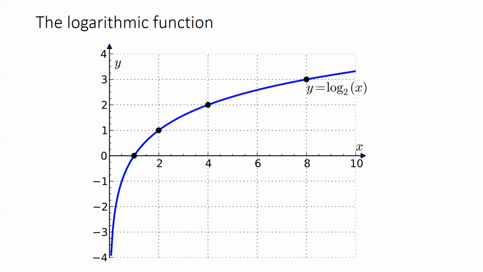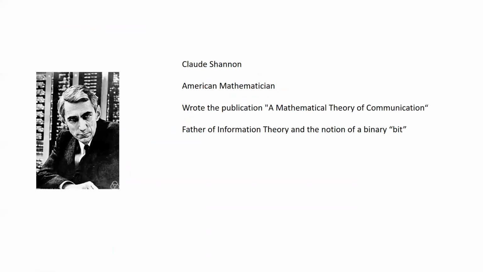So yeah, we have this nice function which describes how we think about bits of information. And you can see quite clearly how they correspond to the number of states, to the number of bits or information you have in your system. And so Claude Shannon, who is an American mathematician, he's known as the father of information theory, and we think of bits of information thanks to his theory of information.